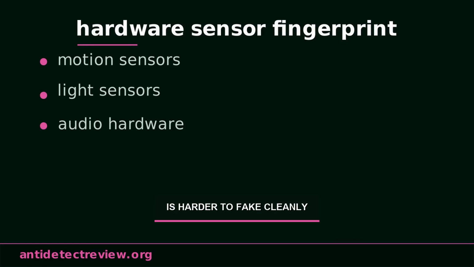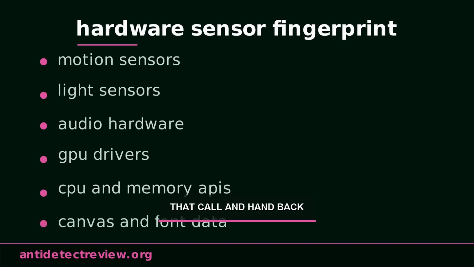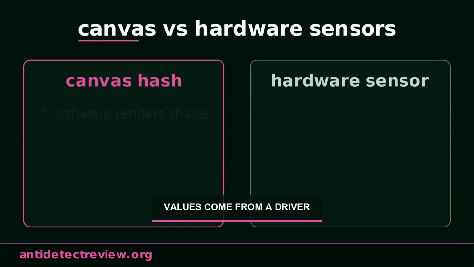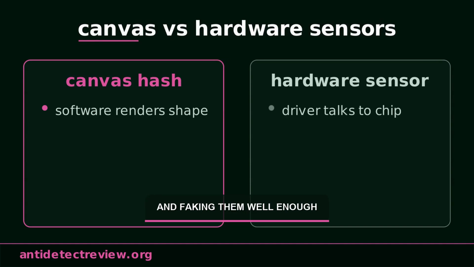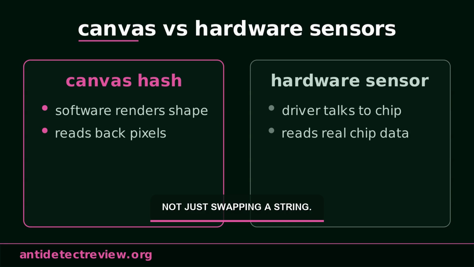The reason this layer is harder to fake cleanly than canvas or fonts comes down to where the values originate. A canvas hash is generated by software rendering a shape and reading back pixels, so a tool can intercept that call and hand back a slightly different set of pixels. A lot of these hardware values come from a driver talking to a physical chip, and faking them well enough to survive scrutiny means simulating an entire chip's behavior, not just swapping a string.